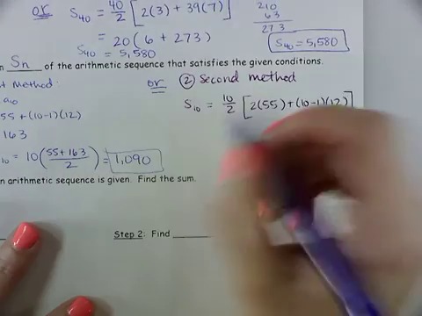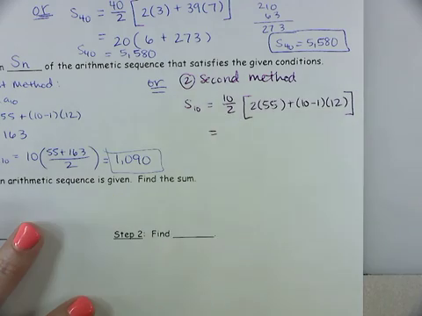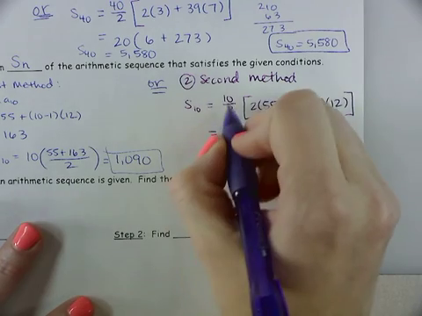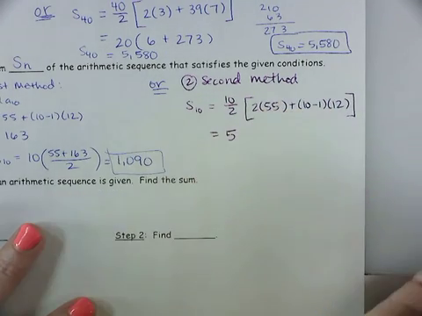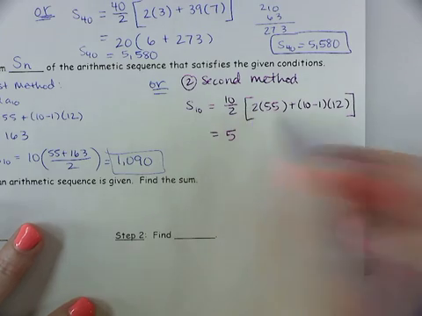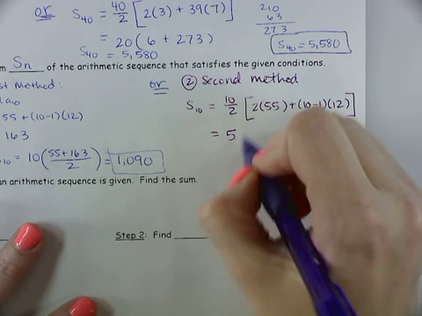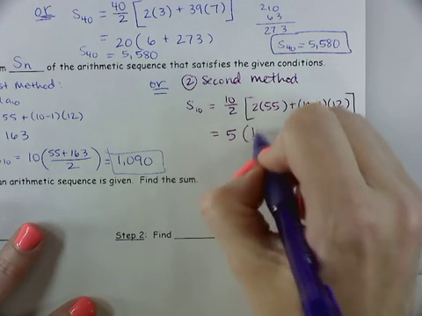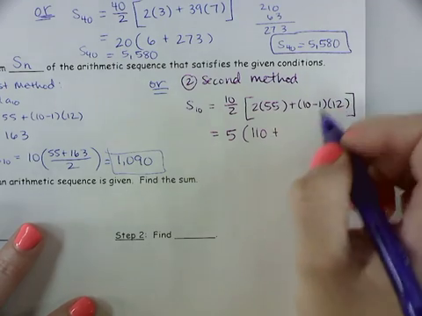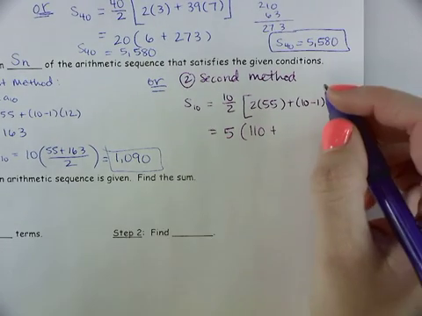Okay, and then obviously some of these things you're going to be able to do right away. Like if you notice it's 10 divided by 2, you can write that as 5. You can double your A sub 1 term right away, right? We know that's going to be 110. Okay, and then 9 times 12, which will be 108.